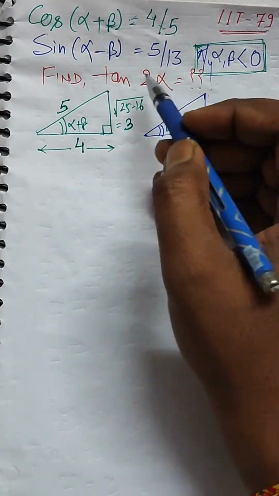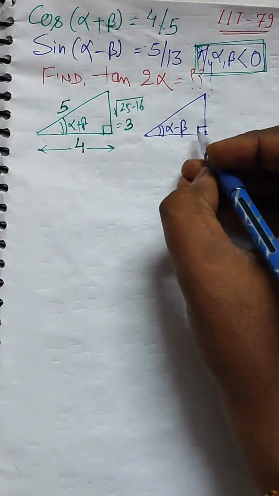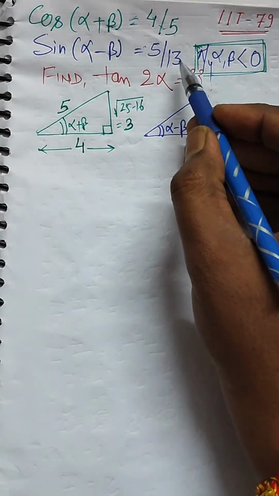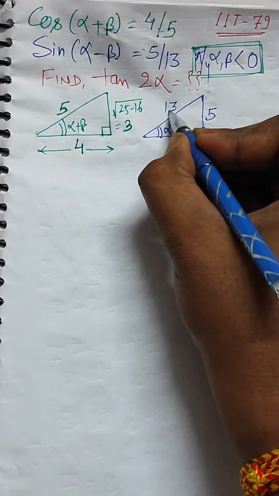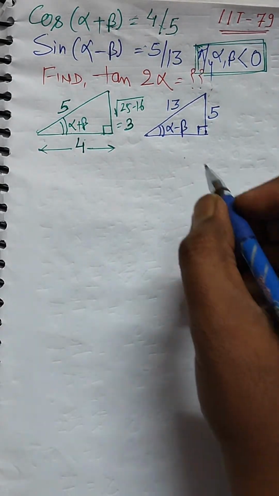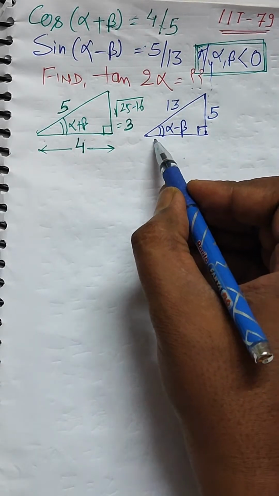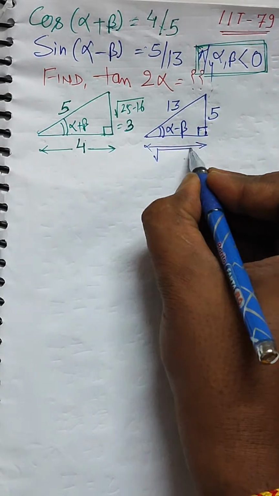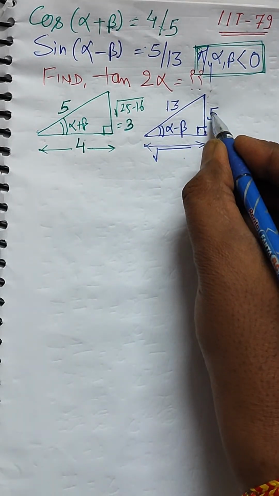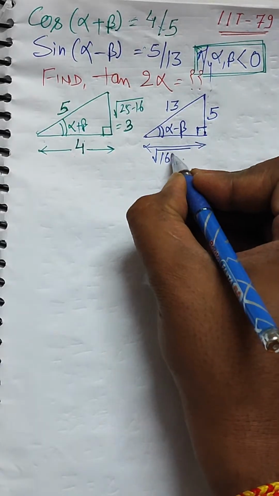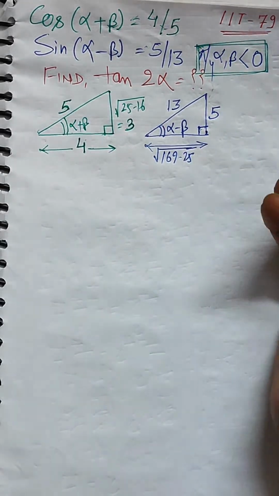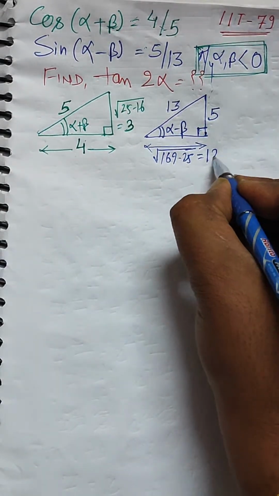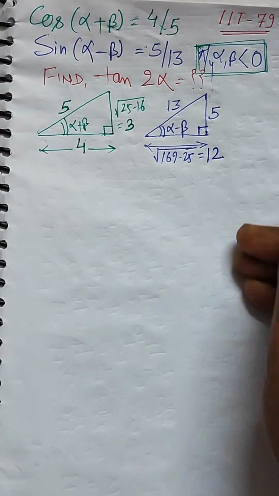Here sine of alpha minus beta is 5 by 13. That means the perpendicular is 5 and the hypotenuse is 13. The base needs to be calculated, and this is root over of 13 square minus 5 square, that means 169 minus 25. So this will give you root over 144, which is 12.